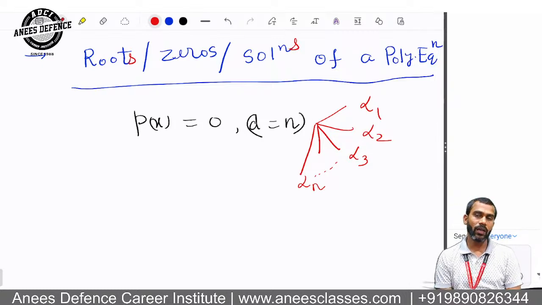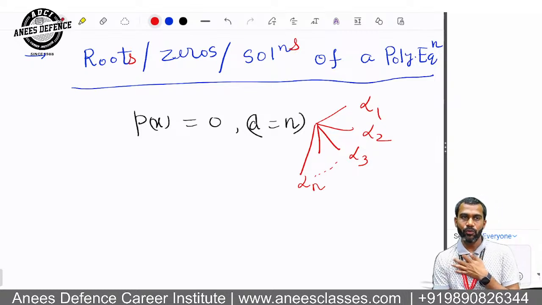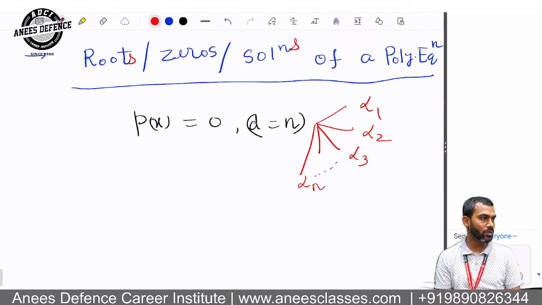Let me ask you one thing. Suppose D, you know D, discriminant. What is D? B square minus 4AC. Suppose ax square plus bx plus c is equal to 0, right? If D is less than 0, so what type of roots will you get? Yes. Less than 0. Naveen, which type of roots?